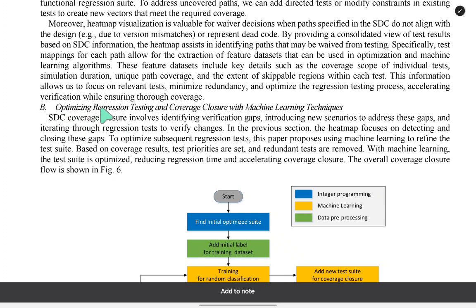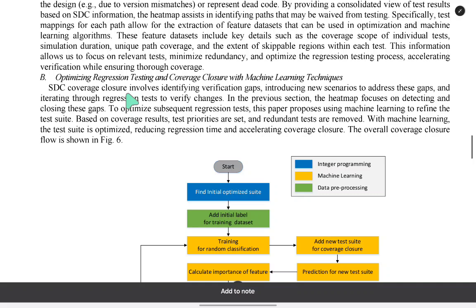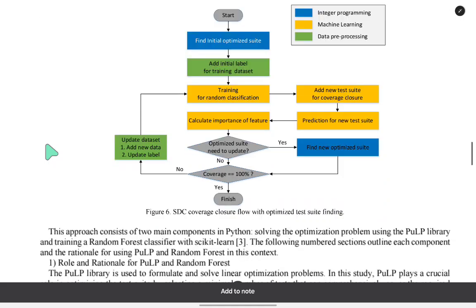B. Optimization, regression testing, and coverage closure with machine learning techniques. The SDC coverage closure involves identifying verification gaps, introducing new scenarios to address these gaps, and iterating through the regression test to verify the changes. In the previous section, the heatmap focused on detecting gaps and tests, so the test suite is based on the coverage result. Test priorities are set and the redundant tests are removed. With machine learning, the test suite is optimized, reducing regression time and accelerating coverage closure. The overall coverage closure flow is shown in Figure 6.